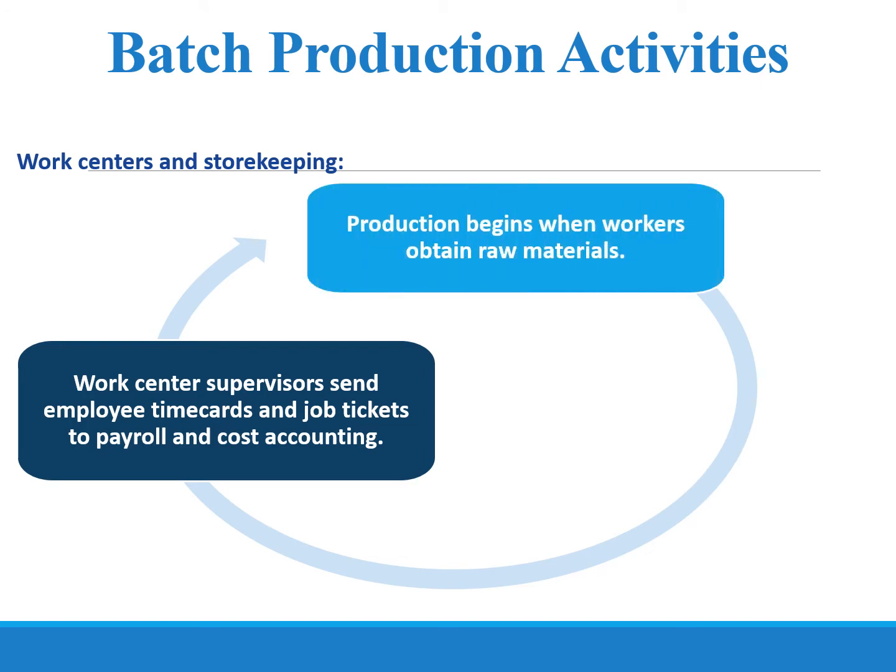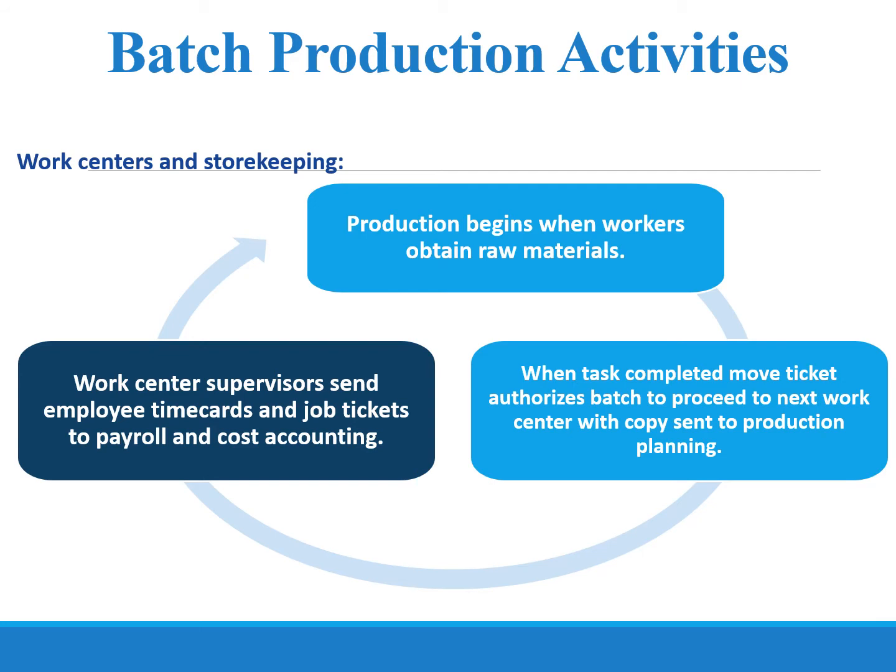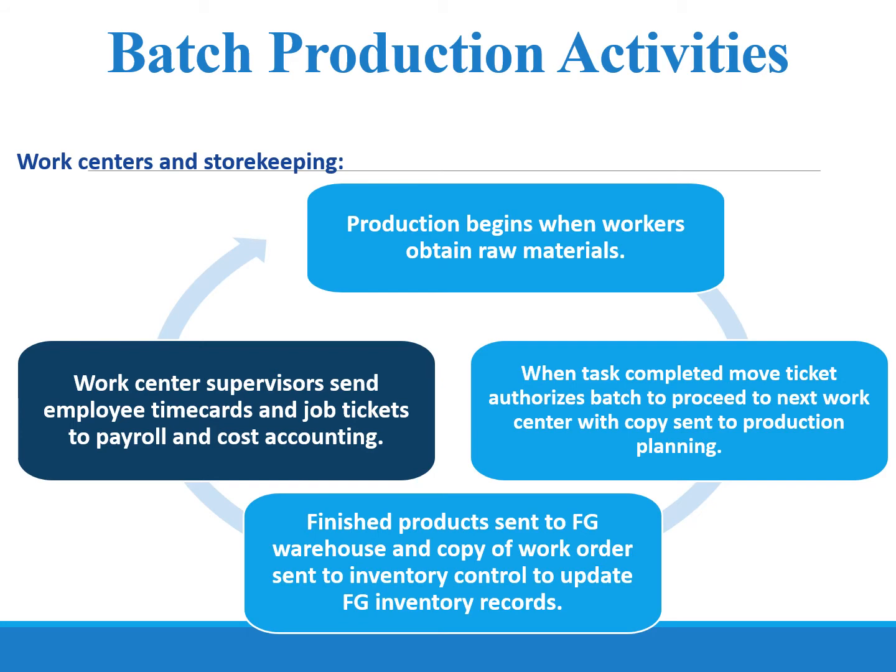We start with production beginning when the workers obtain raw materials. After the task is completed, the move ticket authorizes the batch to proceed to the next working center, with a copy sent to production planning, and finished products are sent to the finished goods warehouse, and a copy of the work order is sent to inventory control to update the finished goods inventory records. And then the work center supervisors send the employee time card and job ticket to payroll and cost accounting to update the final production cost, and also to update the general ledger for reporting.